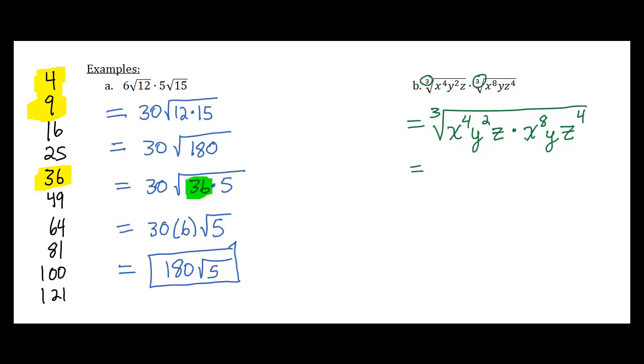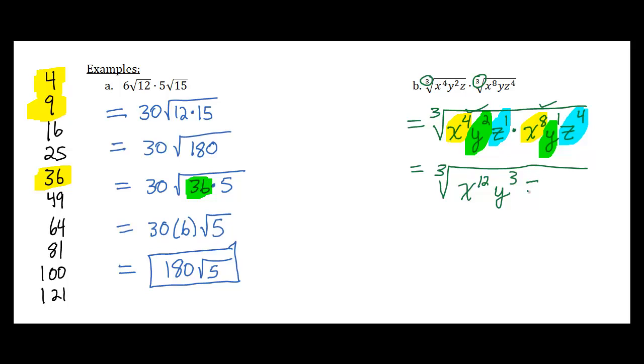Now, of course, order doesn't matter when we're under the radical, so I'm going to multiply x to the 4th by x to the 8th, y squared times y, and z times z to the 4th. This isn't combining like terms, it's multiplying, and when your bases are the same, you add your exponents. So I'm going to have the cube root of x to the 12th, that's 4 plus 8, y to the 3rd, that's a 1 exponent here, and then z to the 5th, because that's z to the 1st power times z to the 4th power.